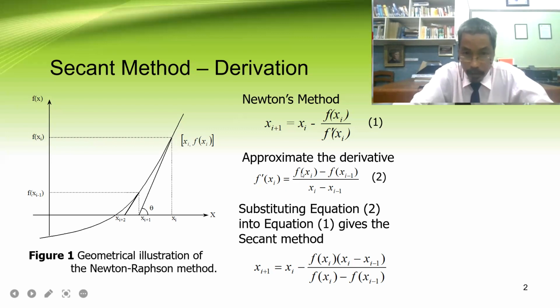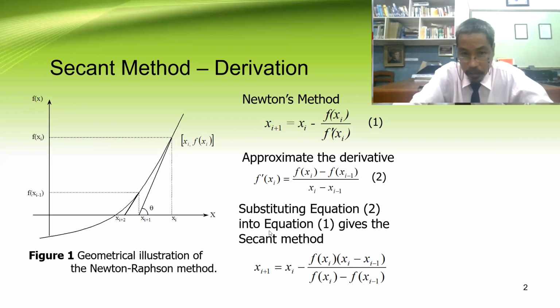meaning the numerator is the difference between this and this one: f(xi) minus f(xi minus 1). f(xi minus 1) is another value we need to evaluate, no? And the denominator is xi minus xi minus 1.